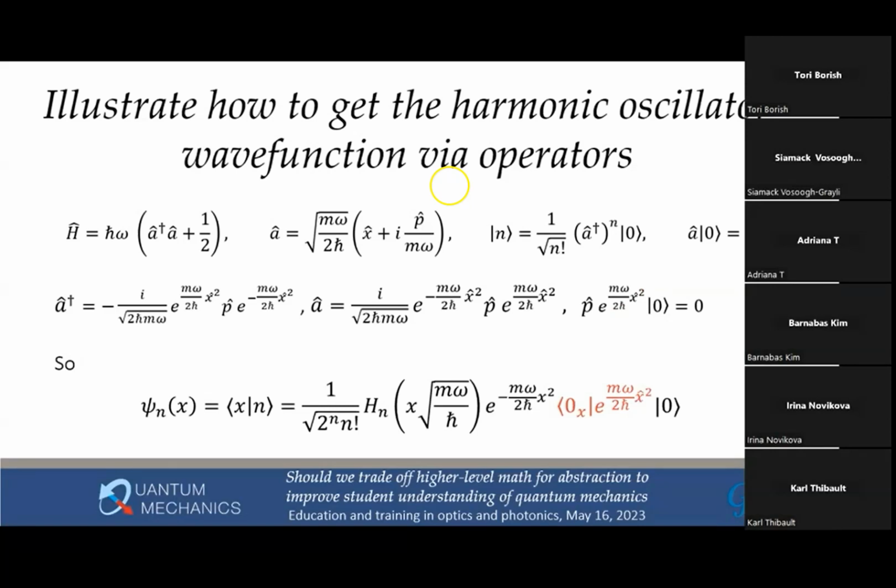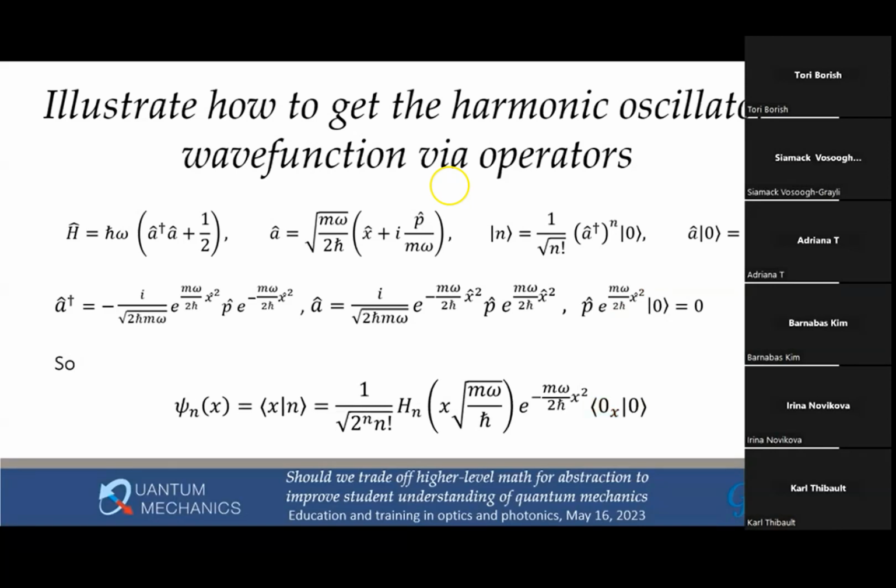So I replace the x operator by 0. That one is gone, and I'm just left with a normalization constant. You can see this is the harmonic oscillator wave function. Modulo the normalization constant, Hermite polynomial times a Gaussian factor.